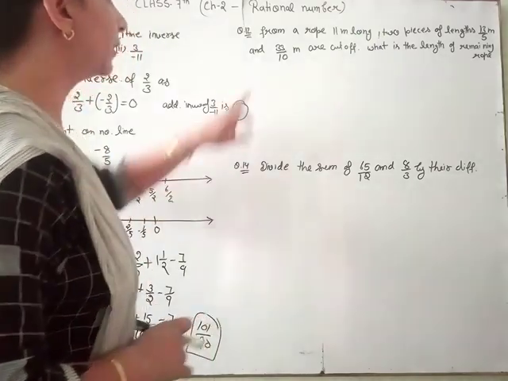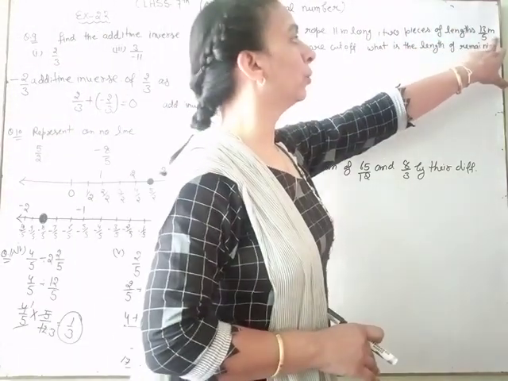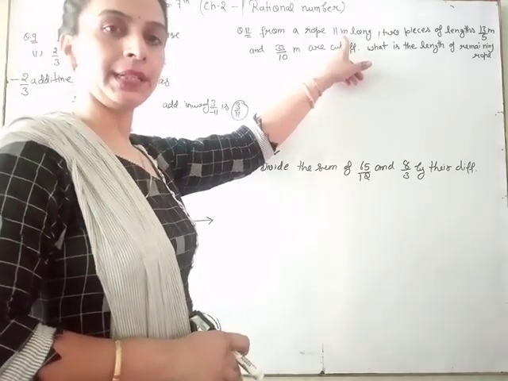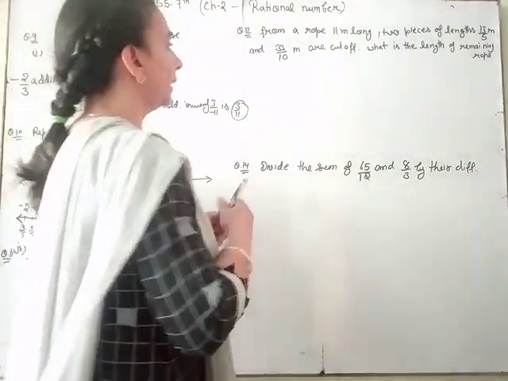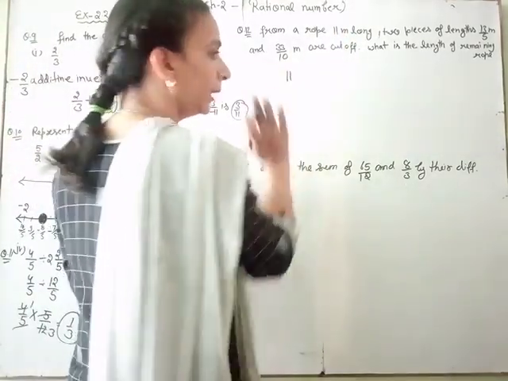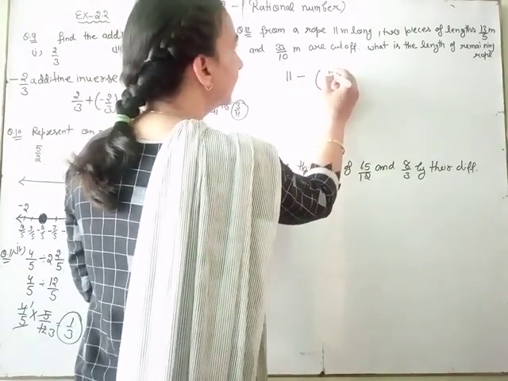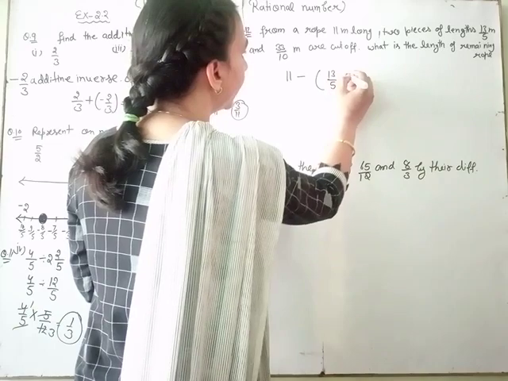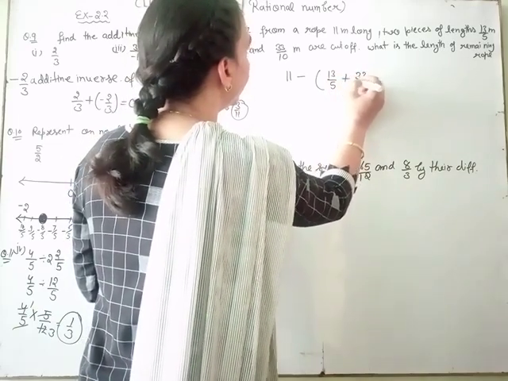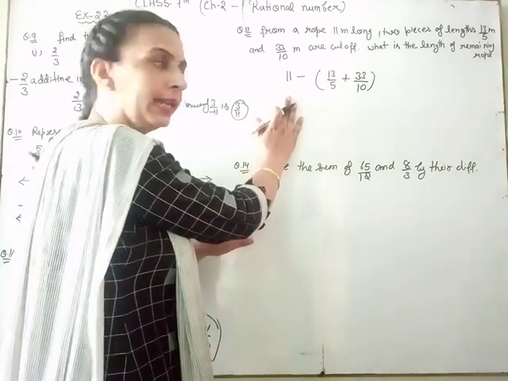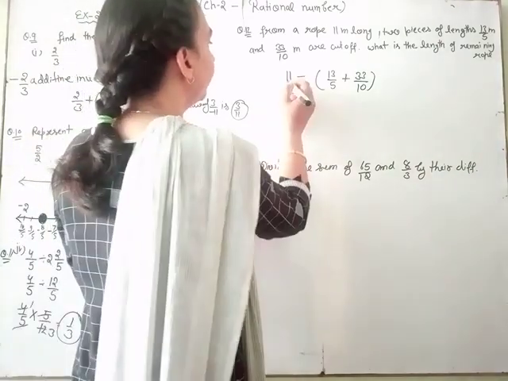Okay. First we add these two parts. After that we subtract from 11 meter. Okay, so we write this. We have 11 meter rope minus 2 parts. First is 13/5 and second is 33/10. We add these 2 parts and subtract from 11. Okay. Then we write 11.